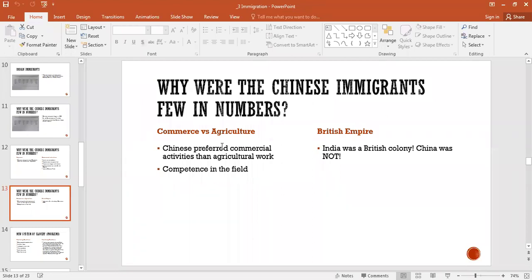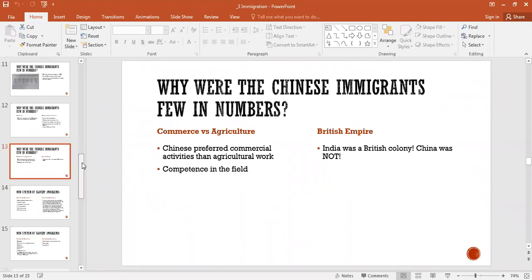All right. Another reason why they had a few number of Chinese was that China was not part of the British Empire. India was a part of the British Empire, so it was easier for the British India and British West Indies to sign a labor agreement to get immigrants, but China was not. All right, moving on.